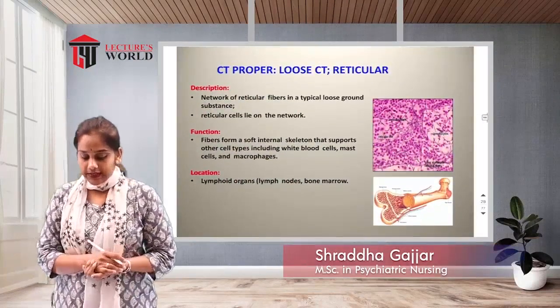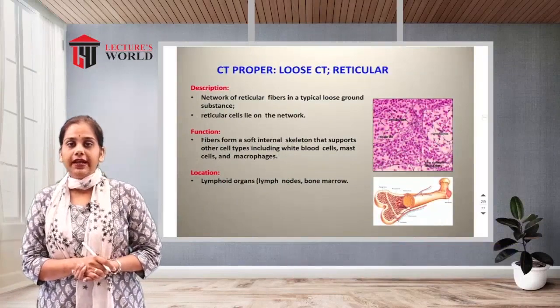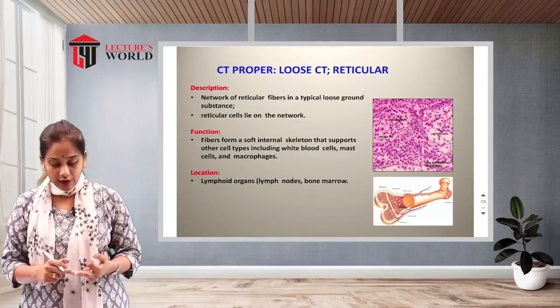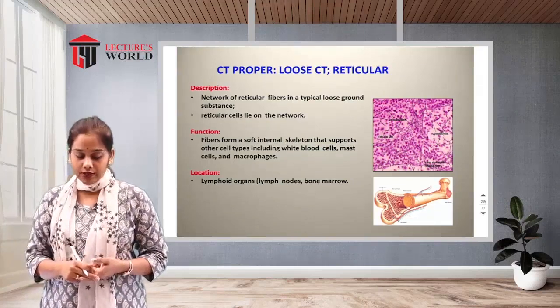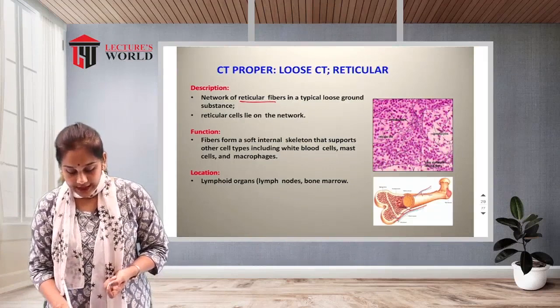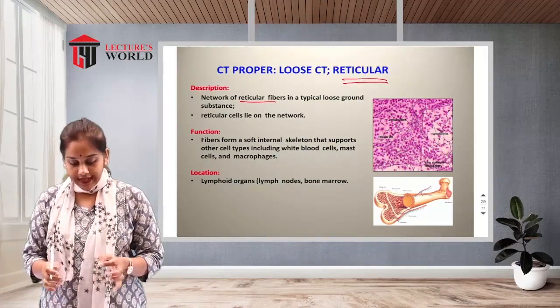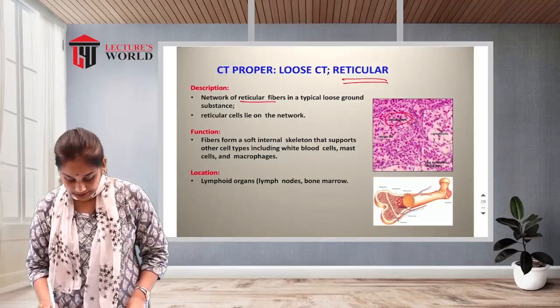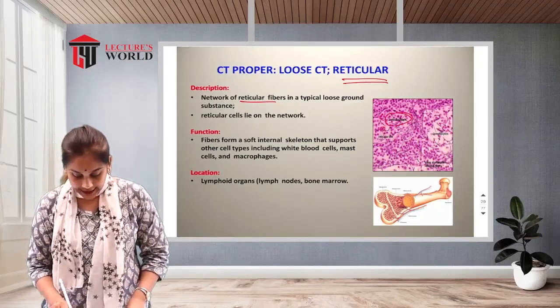Now the next type is reticular loose connective tissue. This is the third type of loose connective tissue. It is a network of reticular fibers. The word reticular means there are reticular fibers. See, these are the reticular fibers, and here there are reticular cells.